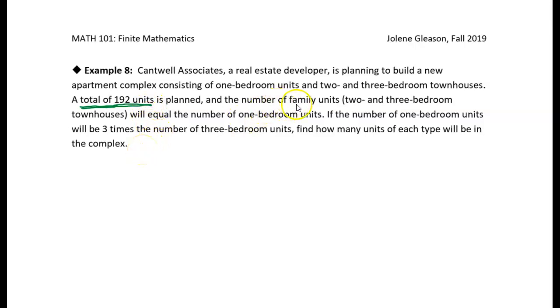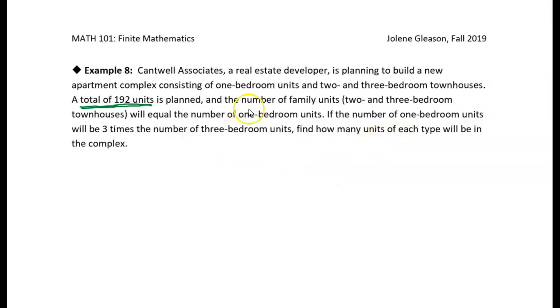And the number of family units, so they're considering family units to be 2 bedroom and 3 bedroom homes, will be equal to the number of 1 bedroom homes. All right. And then the number of 1 bedroom units is 3 times the number of 3 bedroom units. And we want to find how many units of each type will be in the complex.